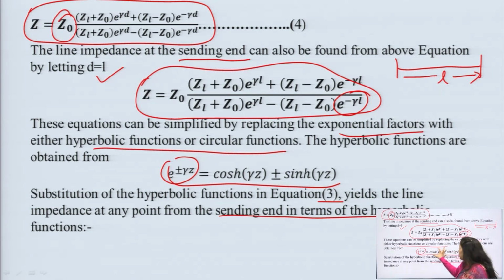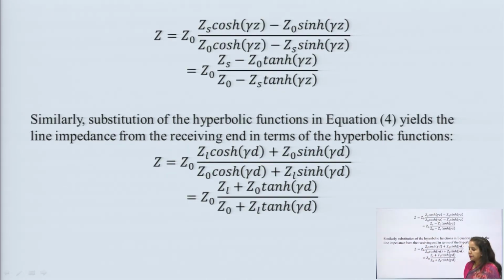And when we substitute this condition into equation 4, what do we get? We get the line impedance at any point from the receiving end in terms of hyperbolic function. So, first with equation 3, that is from the sending end, when we substitute e to the power, that is our exponential function, with the hyperbolic function, we are able to get this equation.